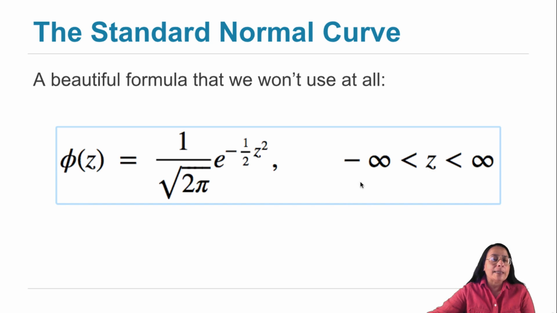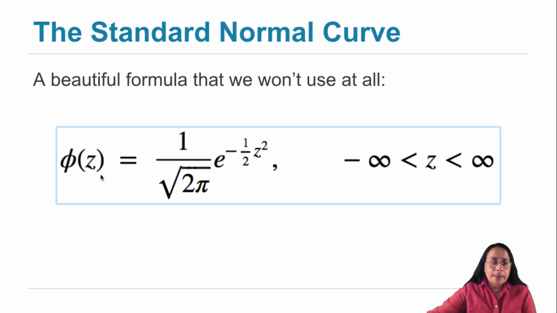It's absolutely lovely. It has all the famous numbers of mathematics. It has e, it has pi, it has the square root of 2. It's just beautiful, and we won't use it at all. We will draw the picture, though. It's nice, though, to take a look at the formula and notice a few things.